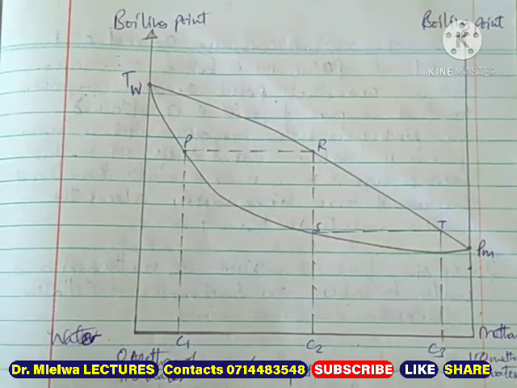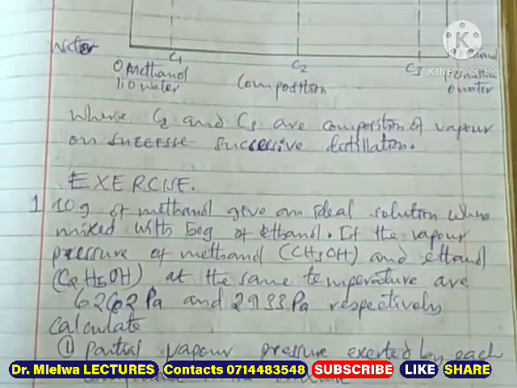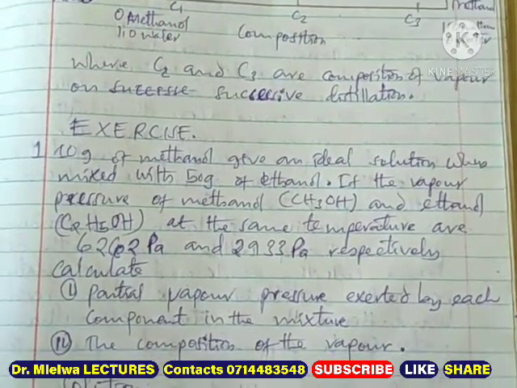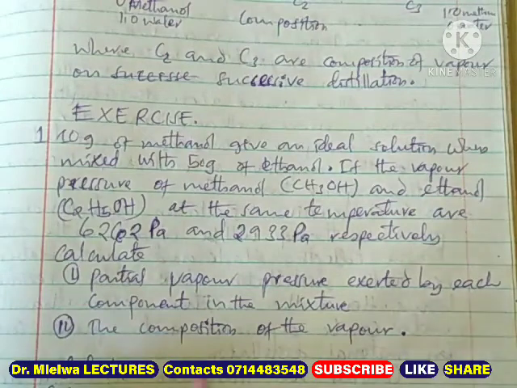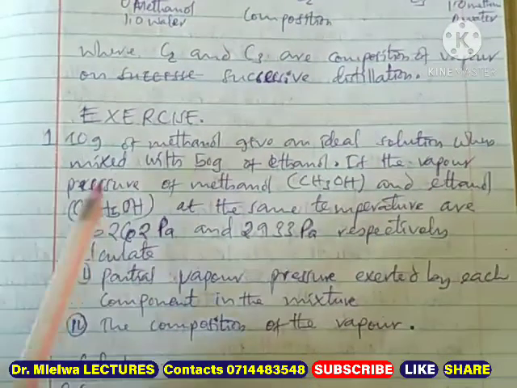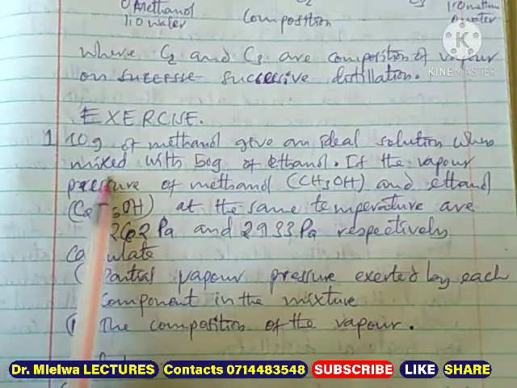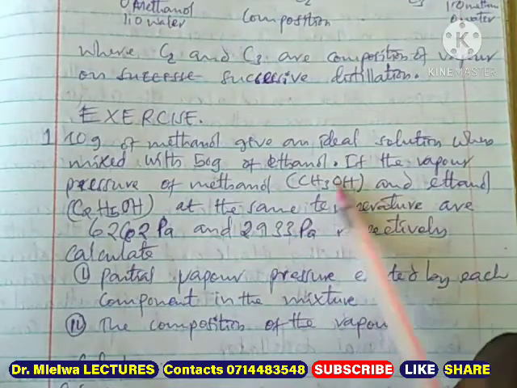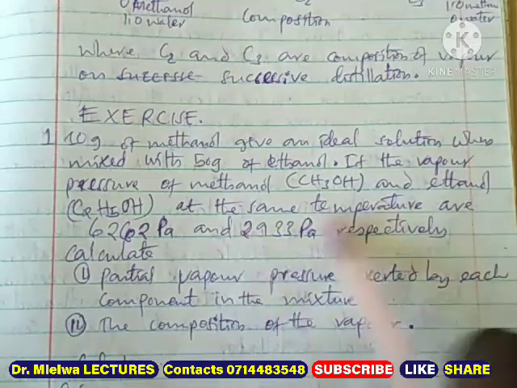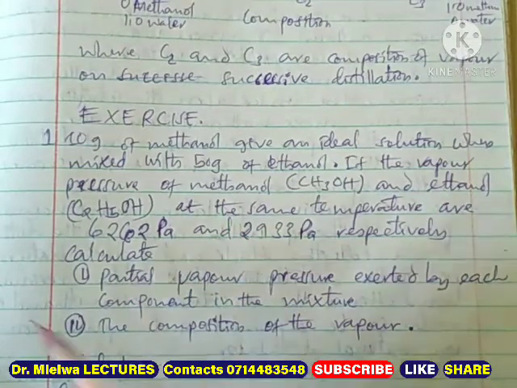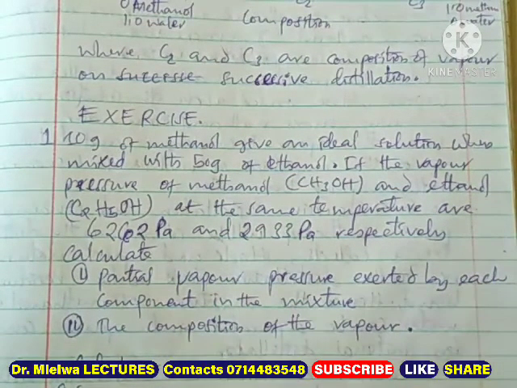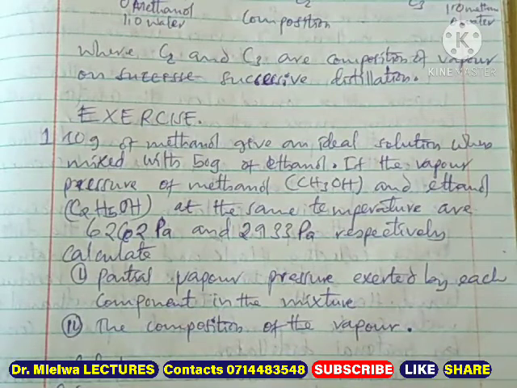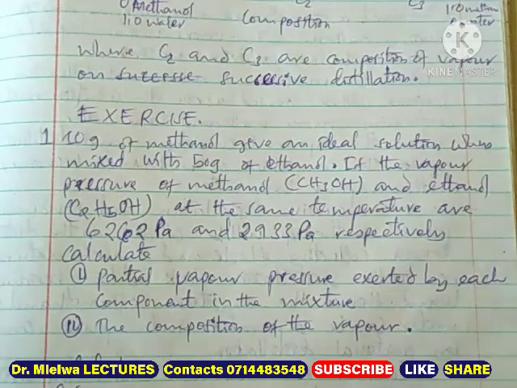From there, now there are questions here which are on Raoult's law. We have solved Raoult's law a lot, many questions. For example, 10 grams of methanol gives an ideal solution when mixed with 50 grams of ethanol. If the vapor pressure of methanol and ethanol at the same temperature are given here respectively, calculate the partial vapor pressure exerted by each component in the mixture. So we have solved this a lot. You start by calculating the number of moles, then use Raoult's law.